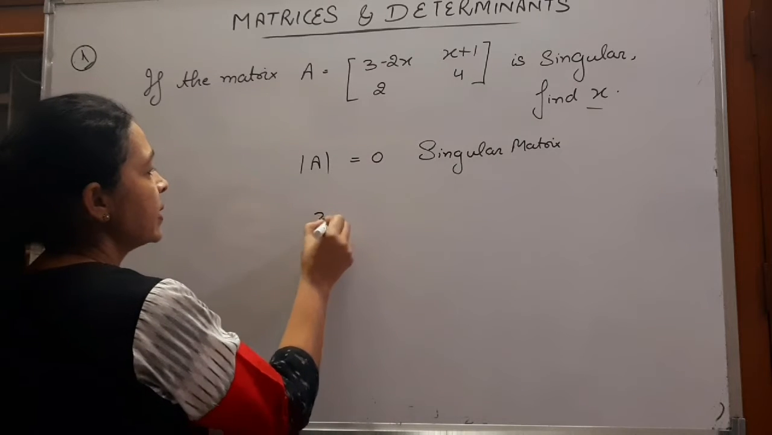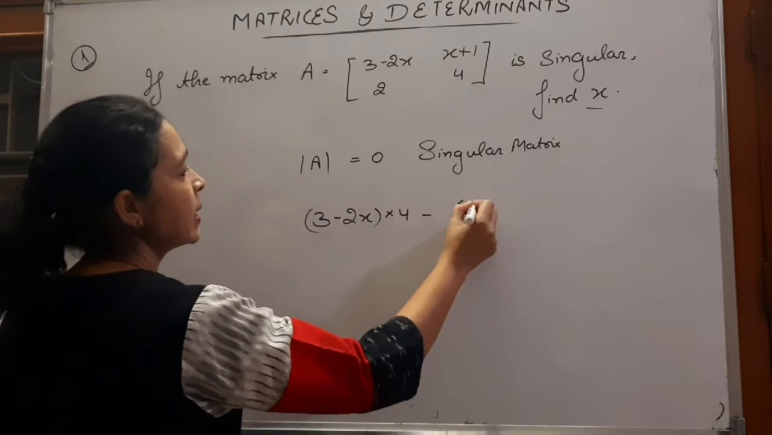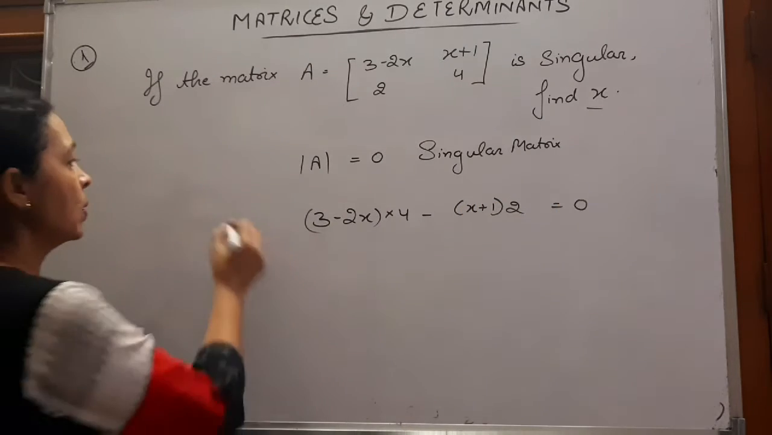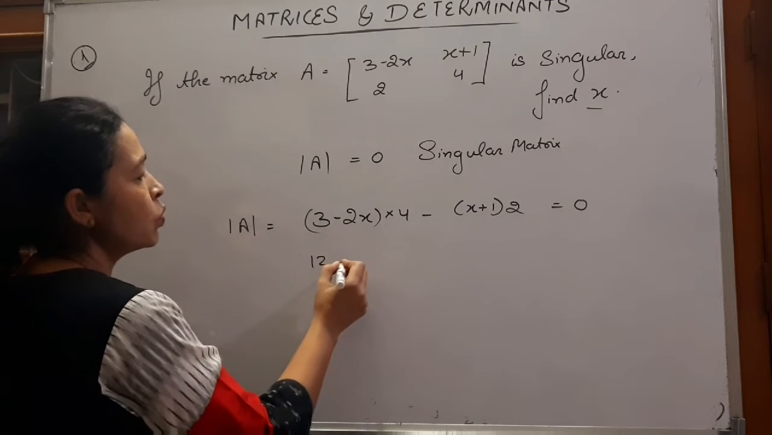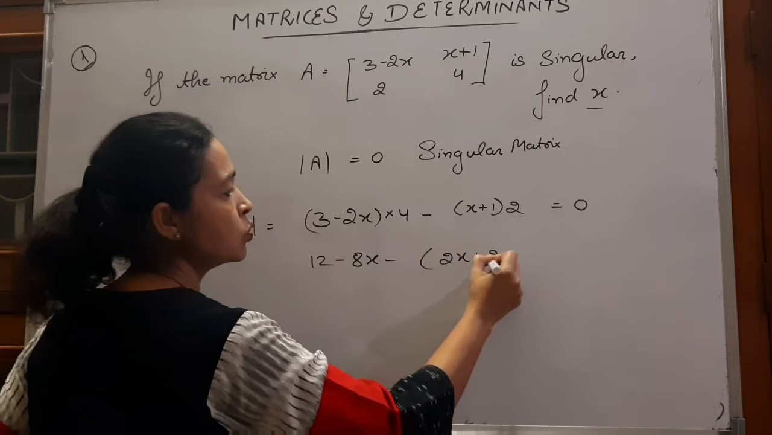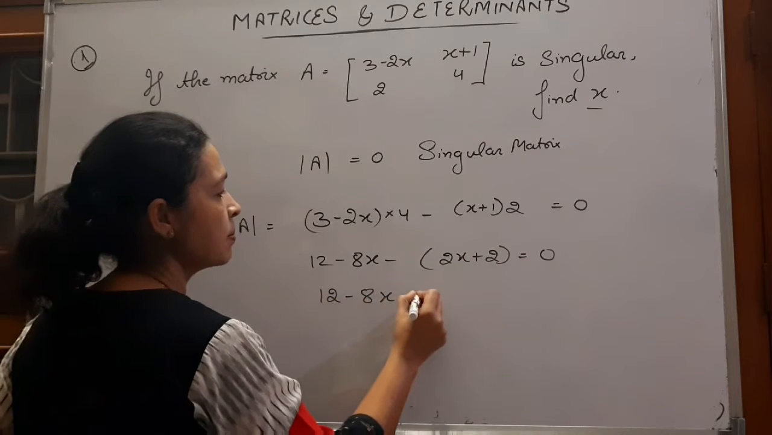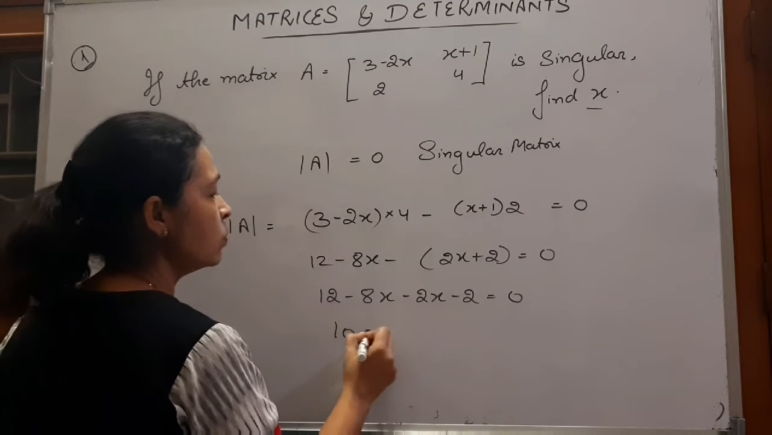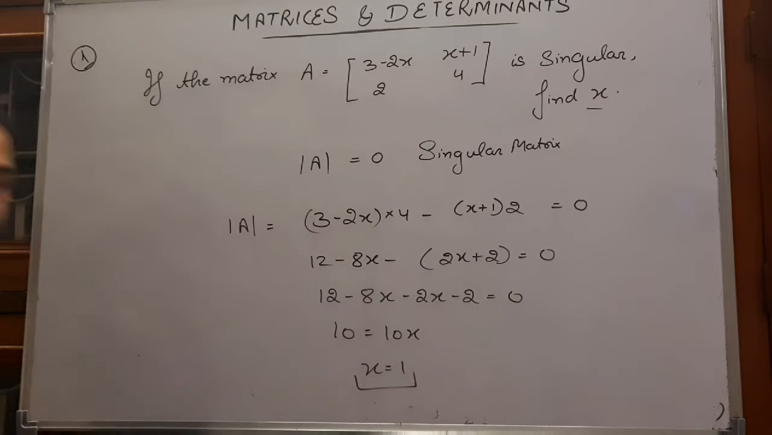It means the determinant (3 minus 2x) into (4 minus x) plus 1 into 2 should be equal to 0. This is the determinant of A. 3 4s are 12, minus 8x, minus 2x, plus 2 equals 0. 12 minus 8x minus 2x plus 2 equals 0, so 10 equals 10x, and the value of x is 1.